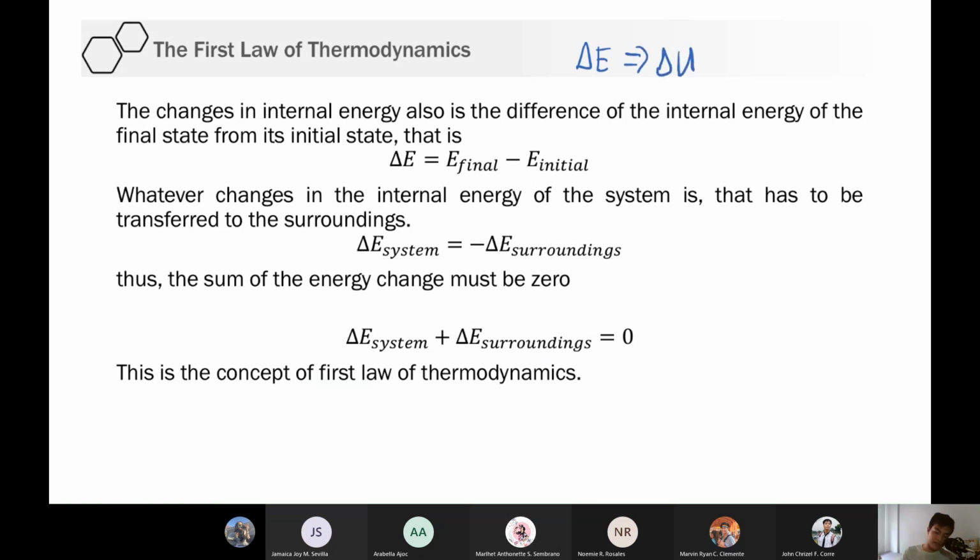Ang delta E kasi ay sa Gen Chem. Pag college na, delta U ang gamit, pero same lang yan. Okay? So the changes in potential energy tuloy. The changes in internal energy is also the difference of the final energy and the initial energy. But sabi nga natin, mahirap hanapin yung actual value for internal energy. Ang pwede mo lang ma-measure is yung gaano karami yung nagamit mo. So the delta E lang yung pwede mong gamitin. Okay?